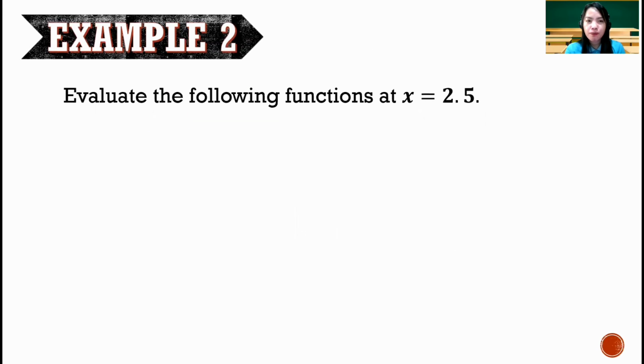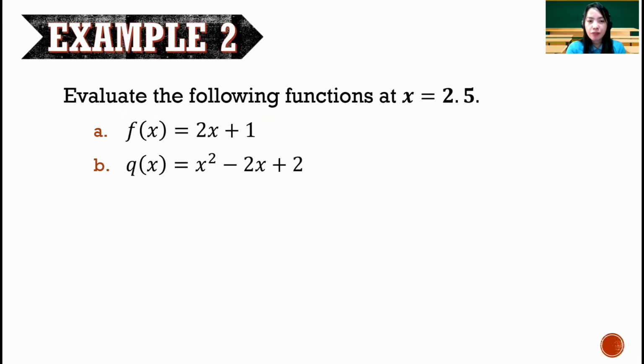Example number 2. Evaluate the following functions at x equals 2.5. In letter A, we have this function f of x equals 2x plus 1. In letter B, we have the function q of x equals x squared minus 2x plus 2. In letter C, we have g of x equals the square root of the quantity x minus 1.5.